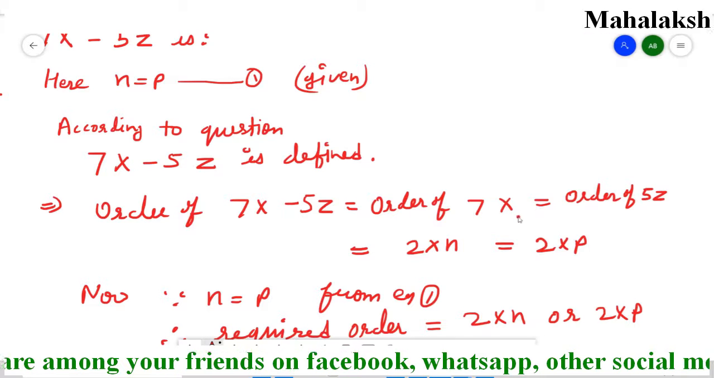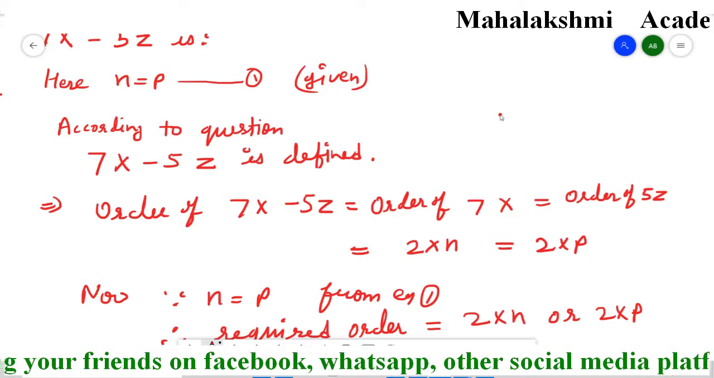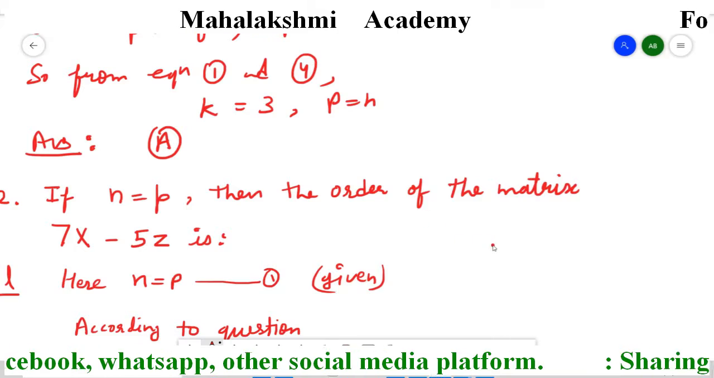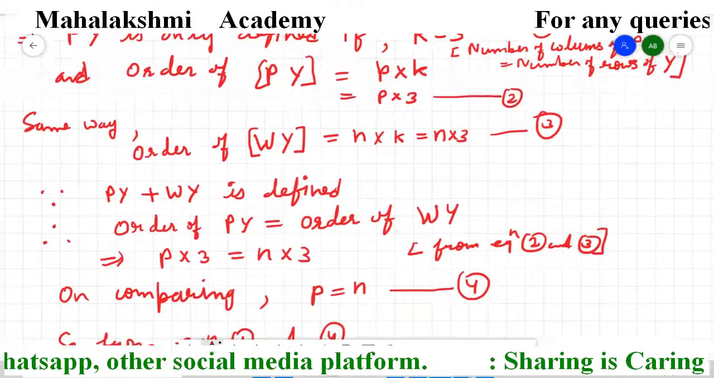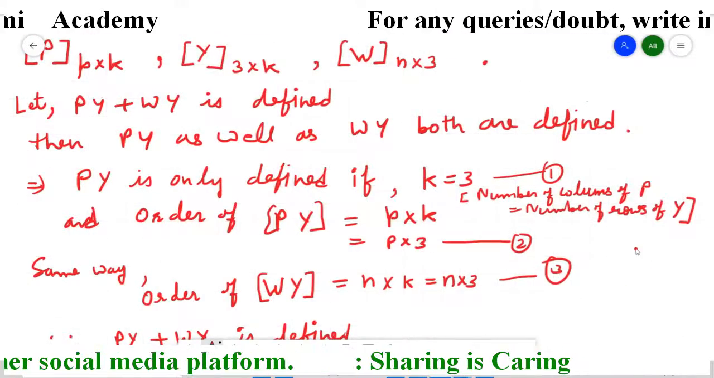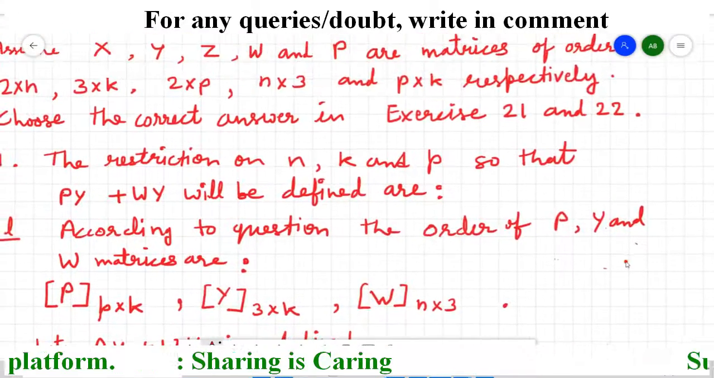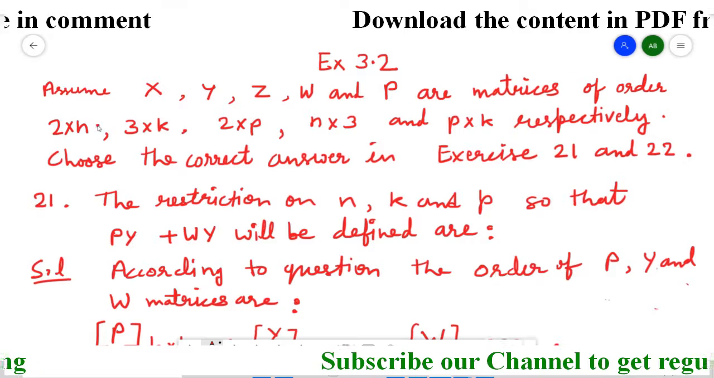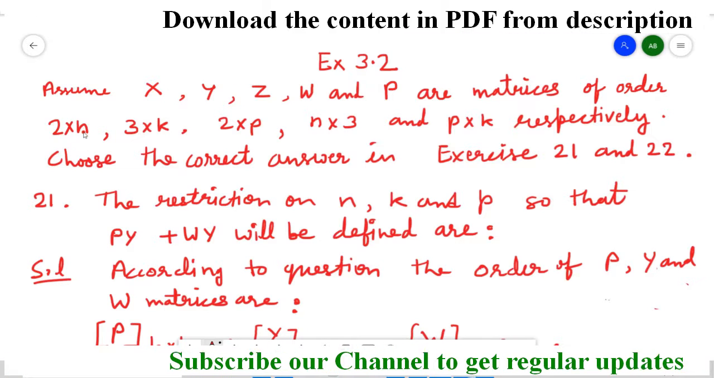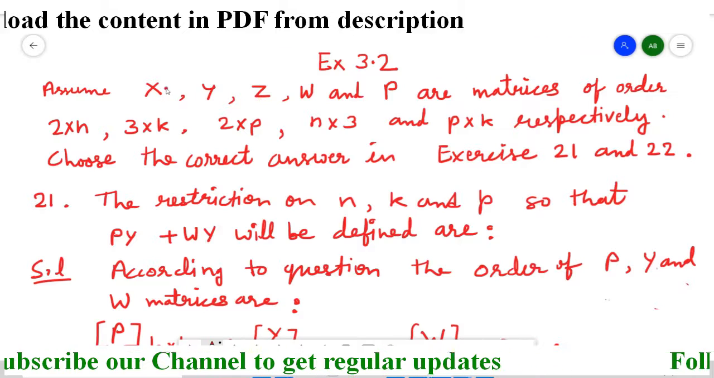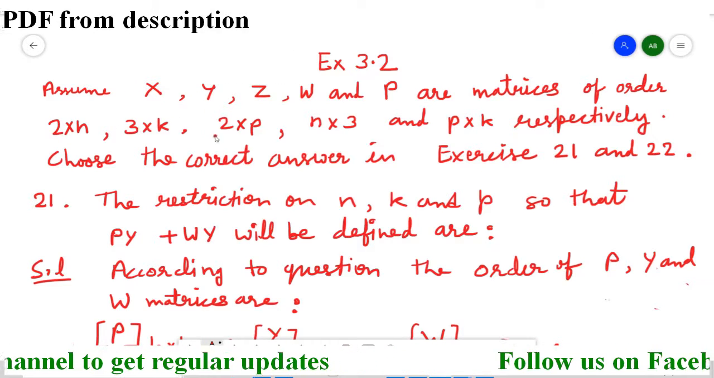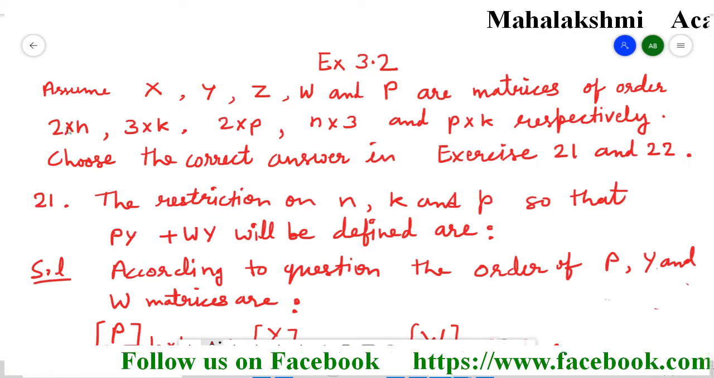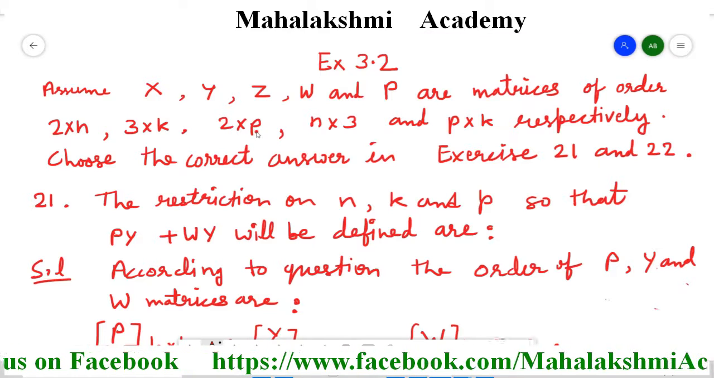Now how to find out their order? For the 7x order, we need the x order. We'll see what the x order is here. For that we have to move to the question. Just see, x is written at first place, and x order is 2 multiplied by n, and z is at third place, 1 2 3, third place. So z order is 2 multiplied by p. Just remember it: x order is 2 into n and z order is 2 into p.